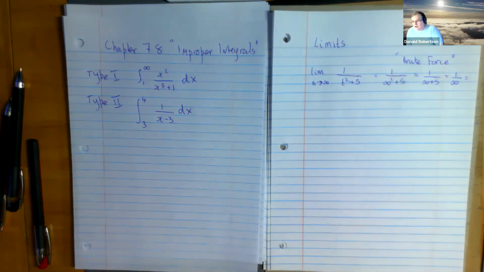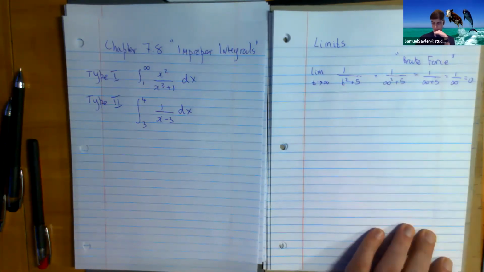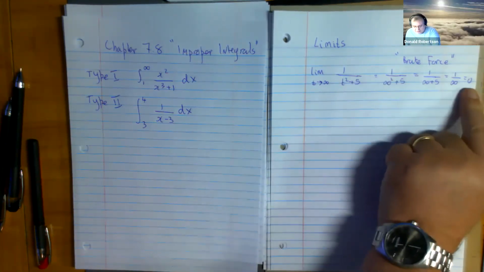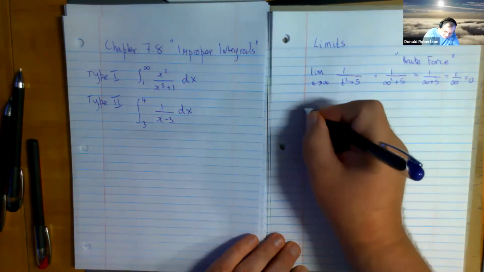But 1 over infinity does have a limit. It does have a number that it gets closer and closer to. That's all limits really tell you. What number is 1 over infinity? 0. So the limit of this fraction would be 0. And that's called brute force, where you replace the t by infinity and you do infinity calculations. Here's another one.